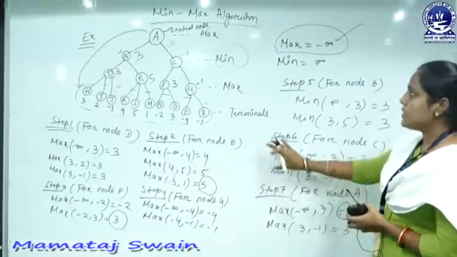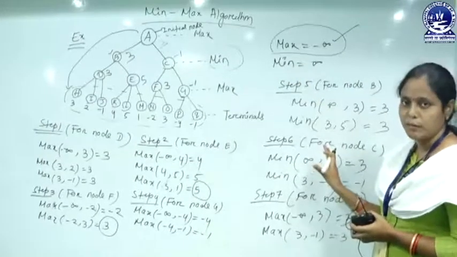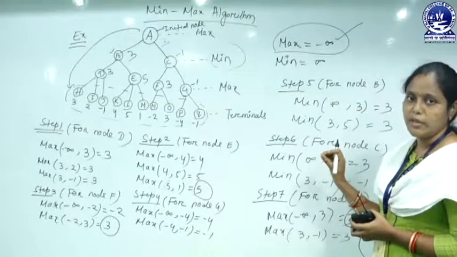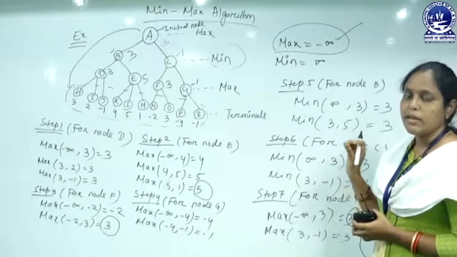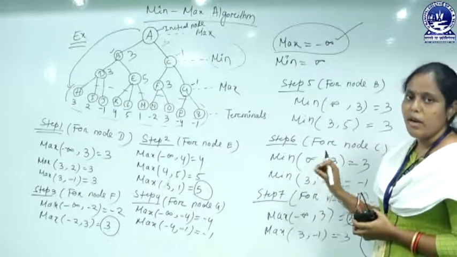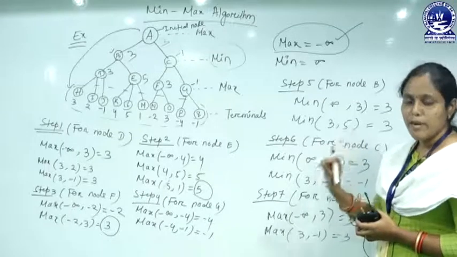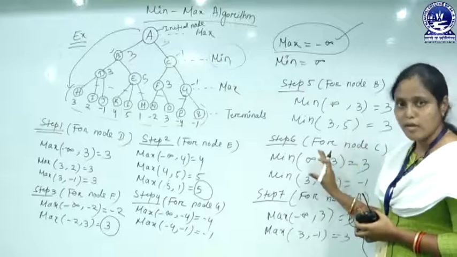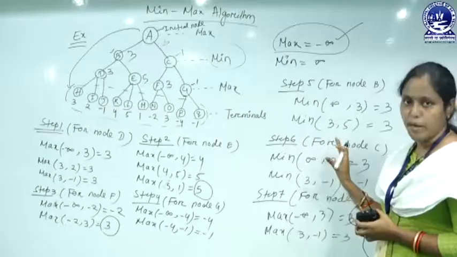Now this is our complete workflow for the min max algorithm. Here the main aim of the min max algorithm is to design two-player games like chess, tic-tac-toe and other two-player games. Here the two players are maximizer and minimizer. The maximizer always selects the maximum value and the minimizer always selects the minimum value.